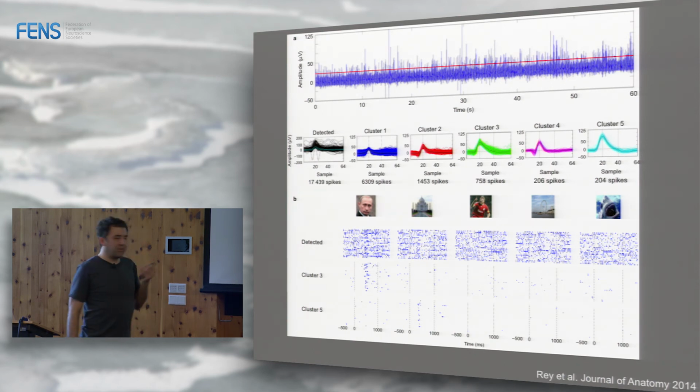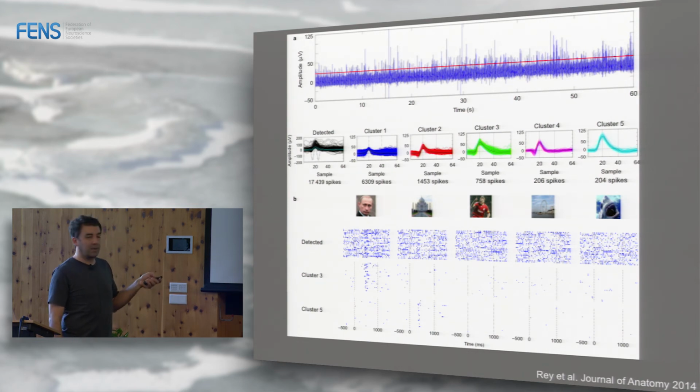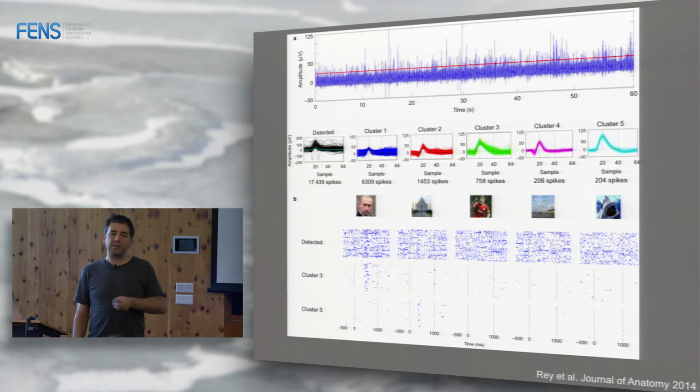Now, why am I stressing this so much? Because nearly, not all, but the vast majority of neurons, I will show you in the afternoon, are like this one. So if you don't do proper spike sorting, you just don't see them.